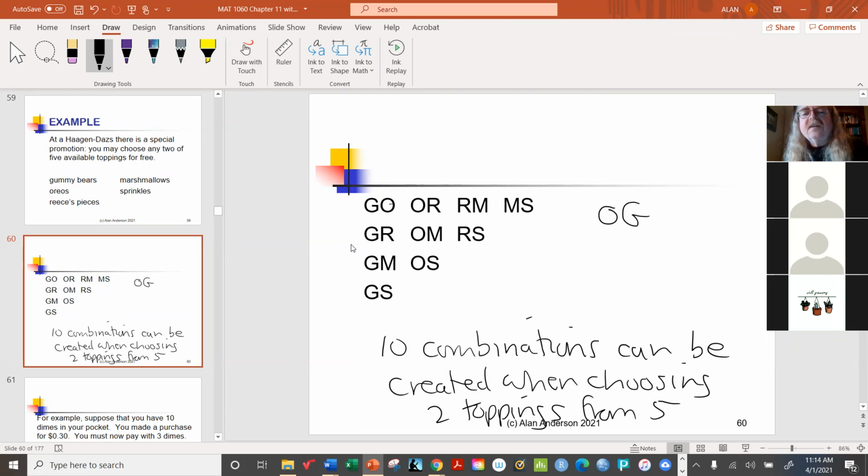And so because of that, there just aren't that many combinations. There's only 10. With permutations, everything has to be listed. I would have needed OG and RG and MG and all the rest. Here, the order is irrelevant. So therefore, there's not as many combinations as there are permutations. Anyway.